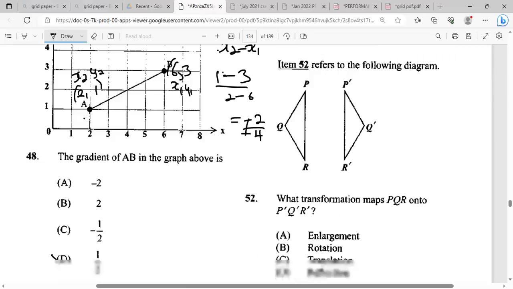Item 52 refers to the following diagram. The transformation that maps PQR onto P1Q1R1 is, and that would be a reflection. So that would be D.